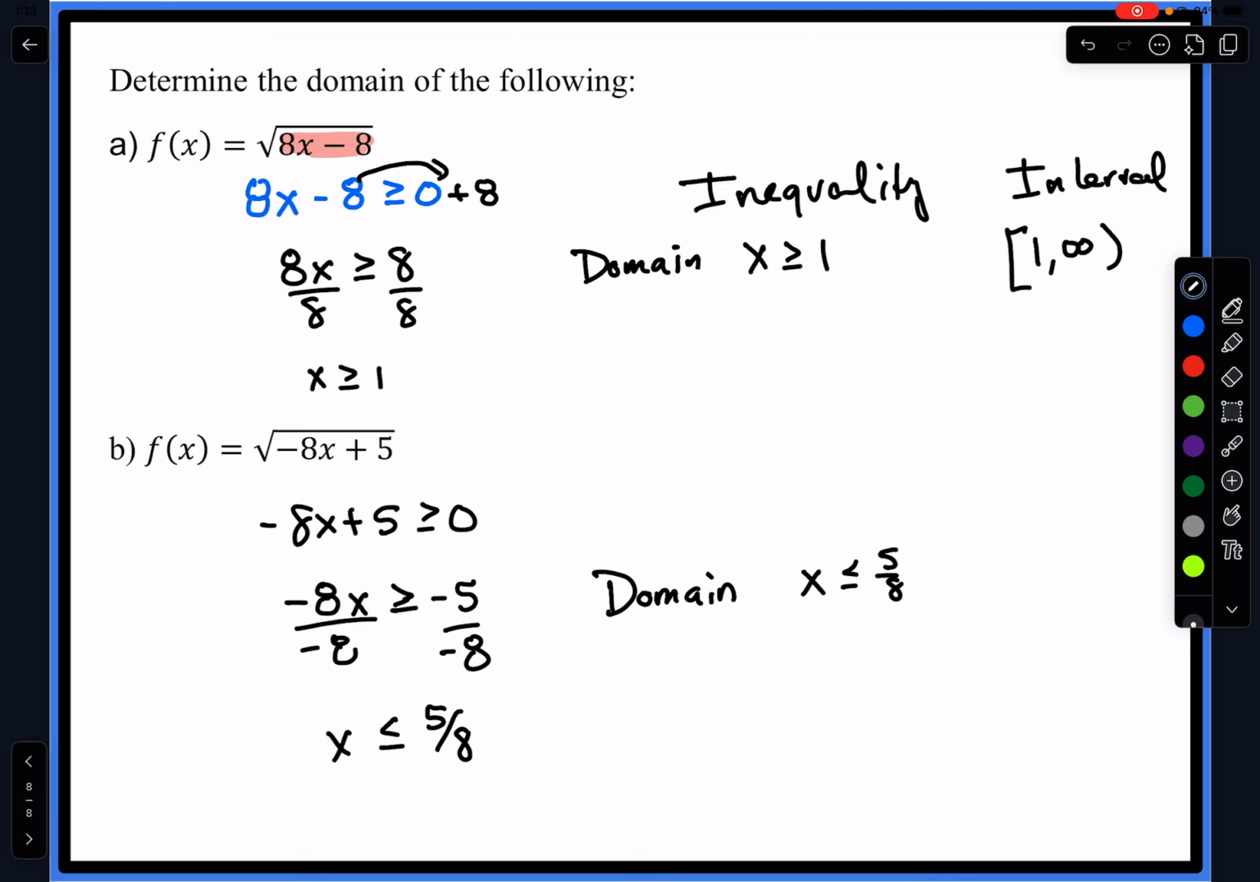And to express this as an interval, that will be all the values to the left of that number. So from negative infinity all the way to 5 over 8. And again, we're including that endpoint in this scenario. So this would be a bracket on the end. We would have to use a bracket on the end because we are going to include that number right there.